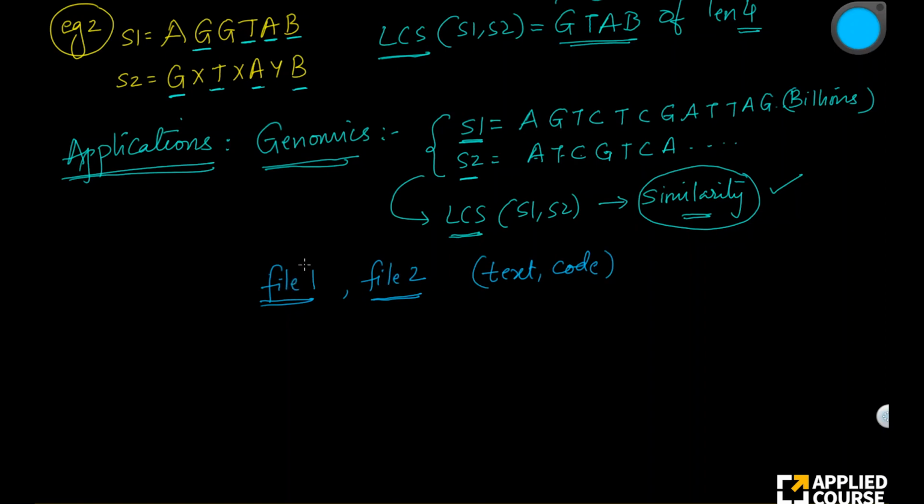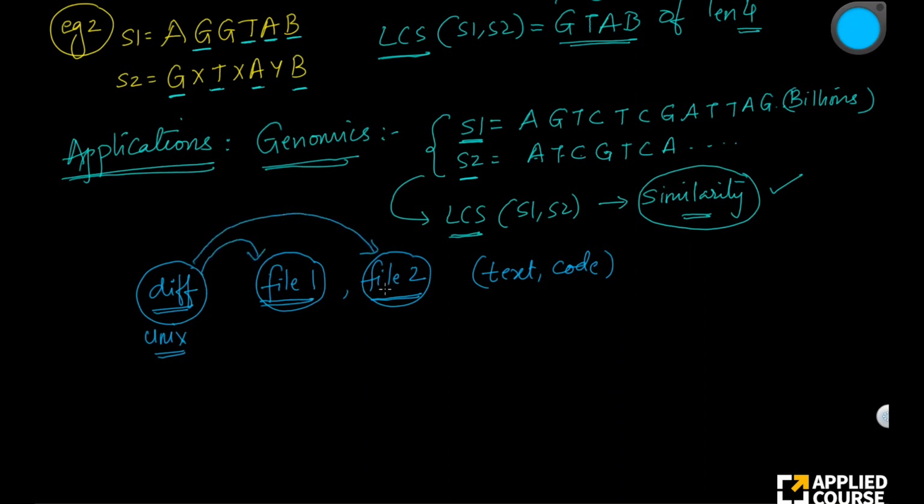If file 1 has been slightly modified to create file 2, there is this program in Unix called diff. It's there on most Linux boxes, Mac also, and I think in the Linux subsystem on Windows also. Diff tells you what parts of file 1 and file 2 are exactly the same and what parts have been modified. Diff is basically a Unix command. It's there on most Linux distributions and on Mac, I know that for sure. I think it's also there on Windows 10 in the Linux subsystem.